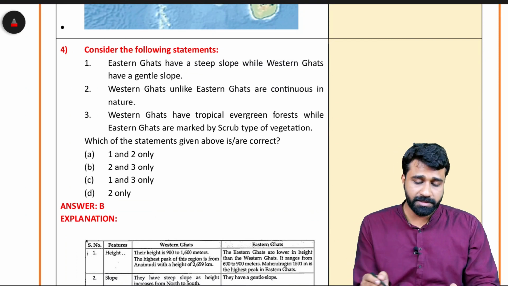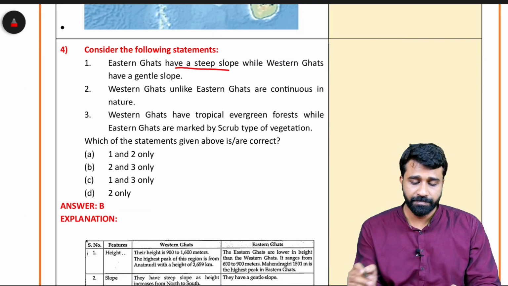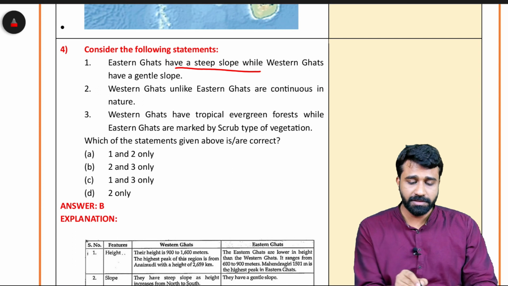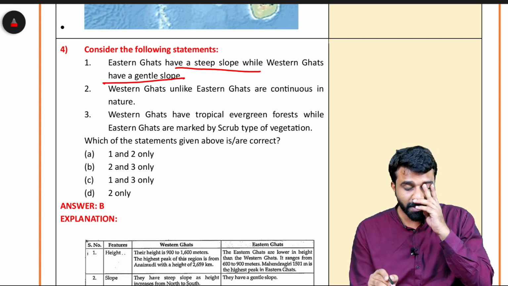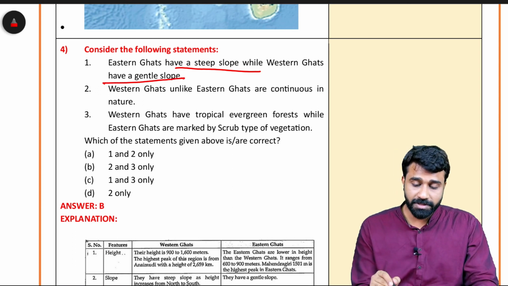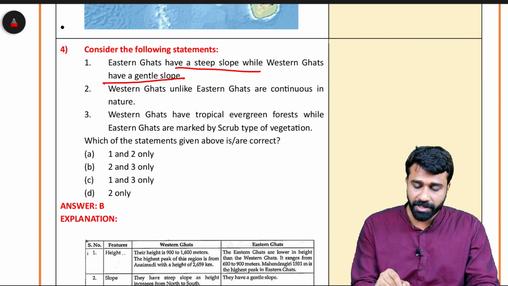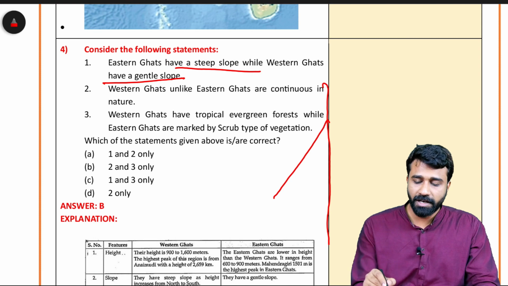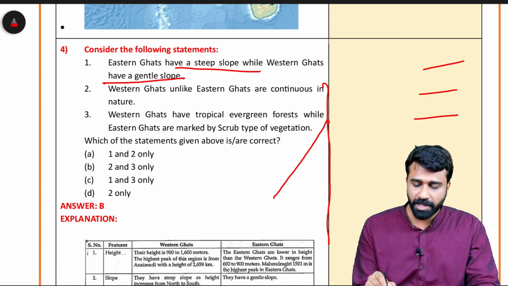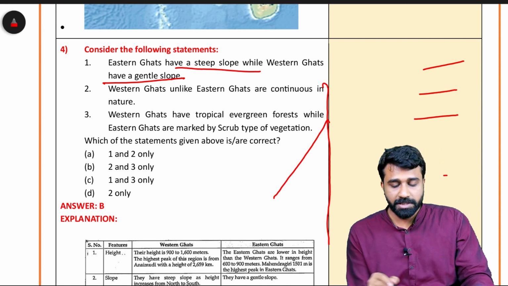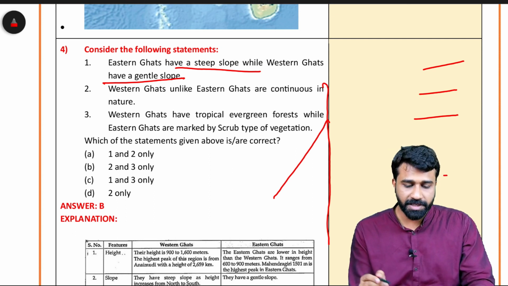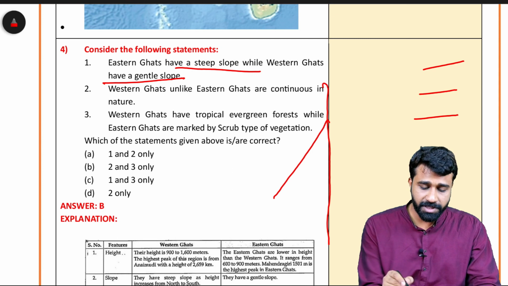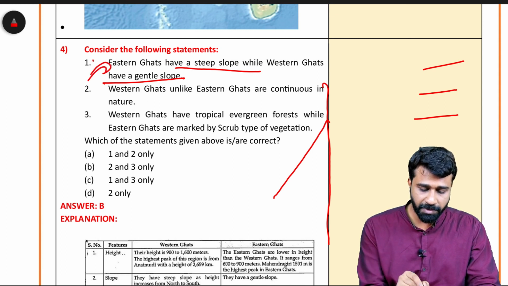And fourth statement, consider the following statement: Eastern Ghats have a steep slope while Western Ghats have a gentle slope. It is absolutely wrong, because Western Ghats have a steep slope and they are continuous in nature, and Eastern Ghats are not continuous in nature, and compared to the slope of the Western Ghats, they are very gentle in nature. So, the first statement is incorrect.